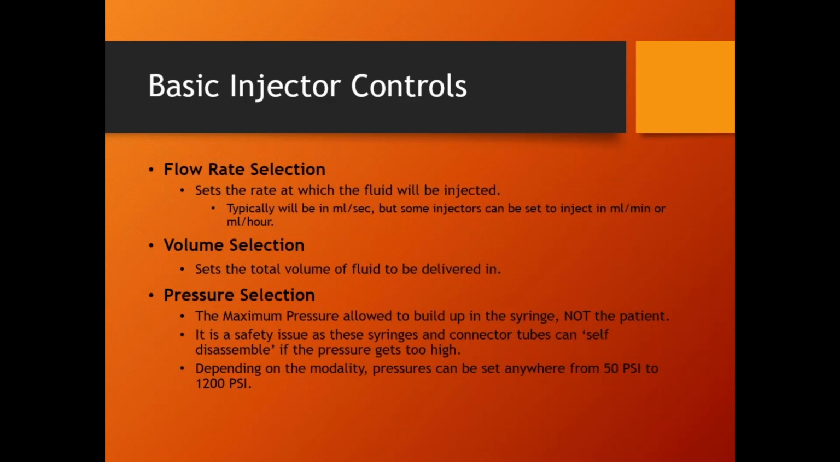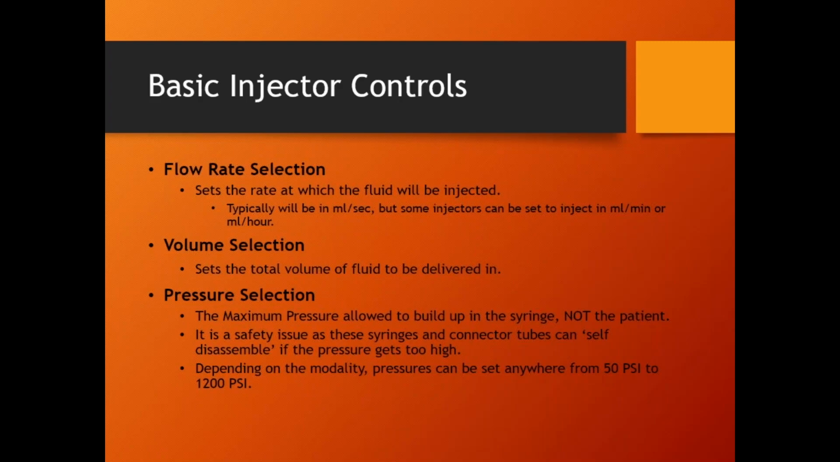But for these three, there has to be something in those fields for us to perform the injection. The selected flow rate sets the rate at which the fluid is going to be injected. It's always in milliliters per second. Some injectors will go to milliliters per minute. There's one model that goes to milliliters per hour. I have no idea why, but it's always milliliters per second. Volume sets the total amount of contrast we're going to shoot into the patient, and then the pressure limit I just beat to death. Your typical pressure limits will be anywhere from 50 to 1200 psi settings.